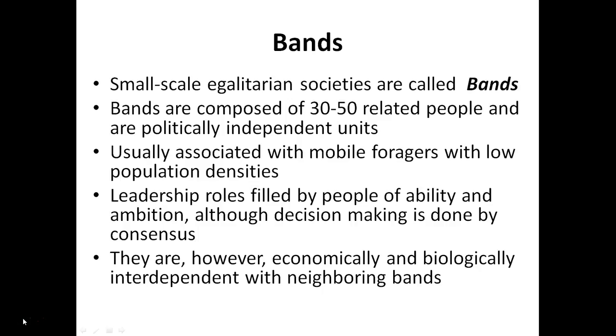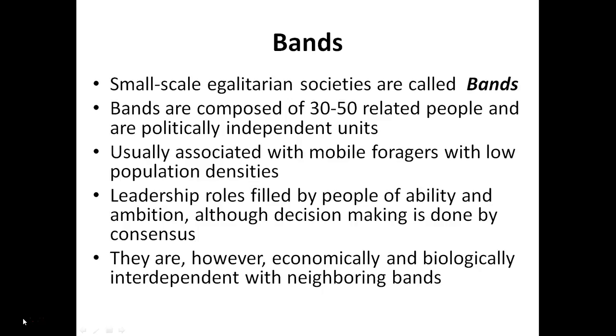While politically independent, bands are economically and biologically interdependent with neighboring bands. They are economically interdependent because resources are not evenly distributed across the landscape. There are some resources that may be found only within one band's territory and not within another's, and they must exchange in order to gain access to these. So high-quality obsidian used to make tools may be found only in one band's territory, and they may exchange it for a certain type of plant or other material that is only available in the other band's territory.